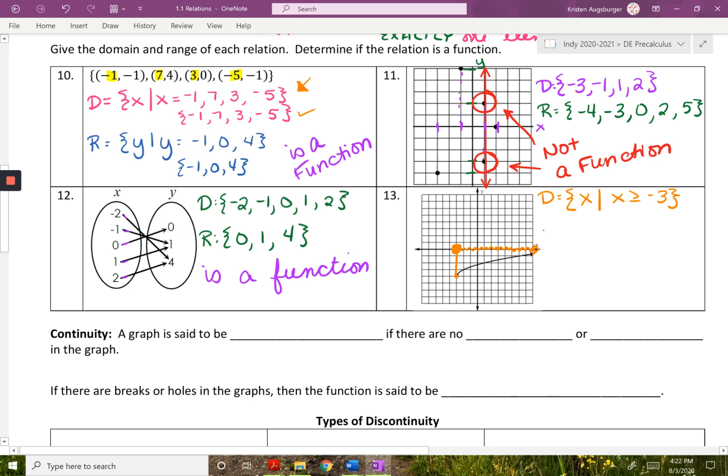For the y values, for my range, I do the same thing. This point collapses the y right here. I can see that I'm going up from there. This is not going right, it's going up. That means it continues on forever. My set of y such that y, which is a closed circle, so it's greater than or equal to 1, 2, 3.